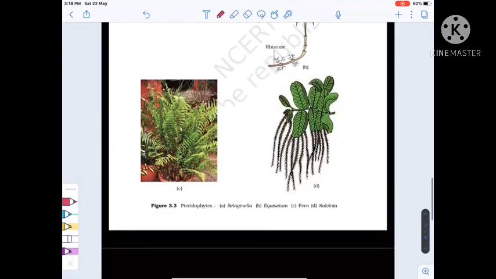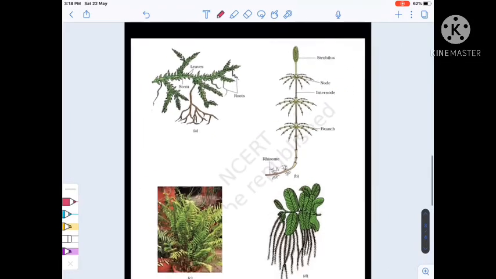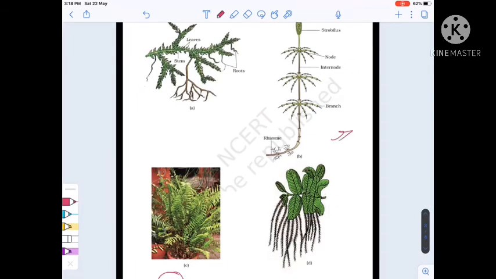Now in the next diagram, figure 3.3, these are examples of Pteridophyta. This diagram was asked in a previous year question, so keep in mind, this year it may also be asked. This is the diagram of Selaginella. Selaginella is also known as spike moss. Here this structure is known as the rhizophore. Rhizophore, important. And this is Equisetum, also known as horsetail.